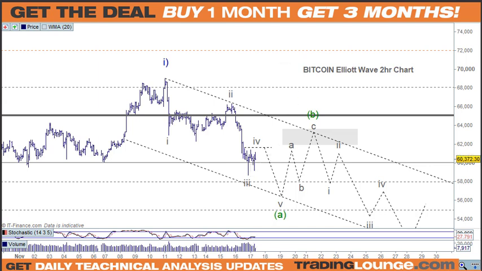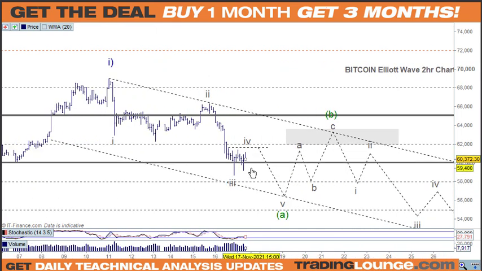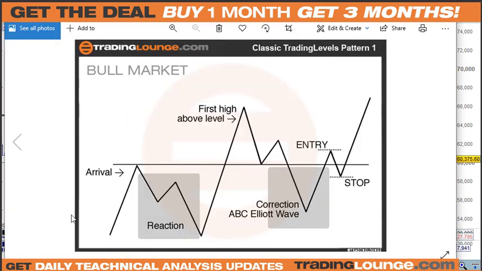So we could say to ourselves, right, okay, there's 62,000. We know 62 is important because it was the balance line for this whole correction. So we could say that's a 38.2, 40% for wave 4. If the move came up here and found the 62 as support with a classic trading levels pattern. So a classic trading levels pattern at 62 would look like this. If that's 62,000 across here, we would need the arrival, the reaction, the first high above the level, then an ABC correction, then get support on there.